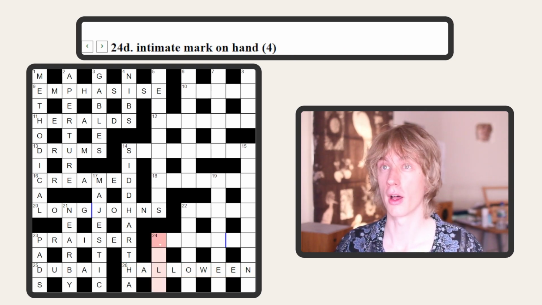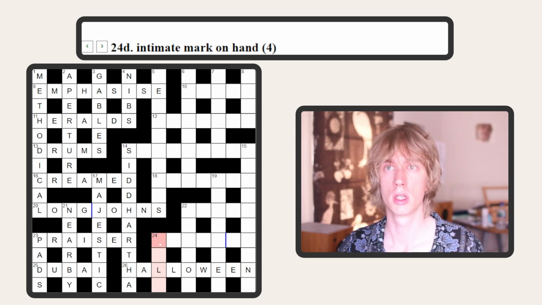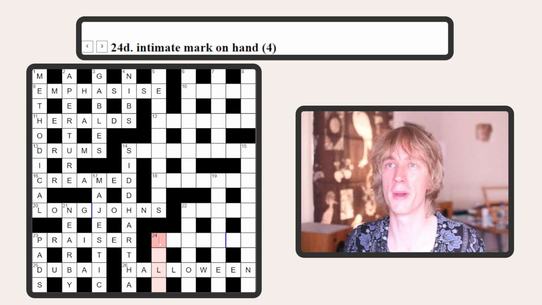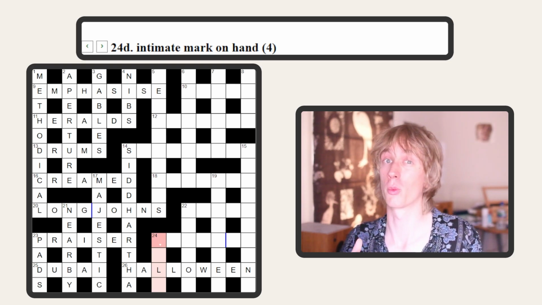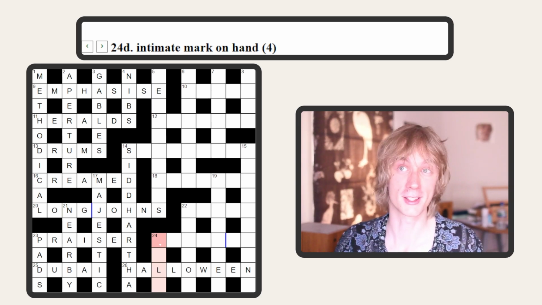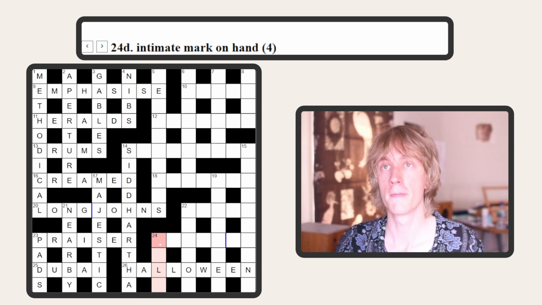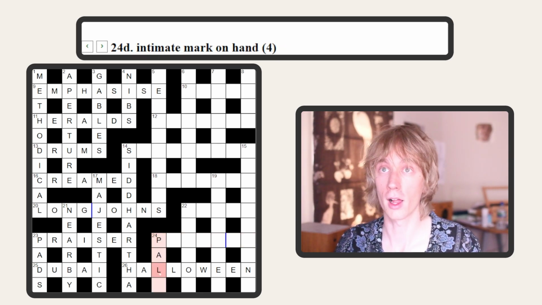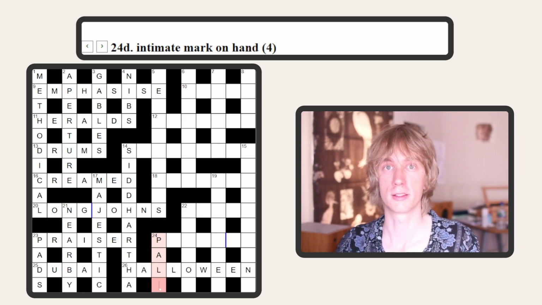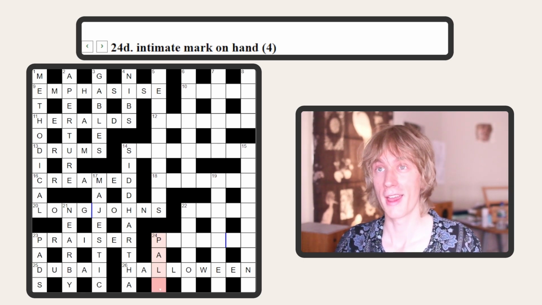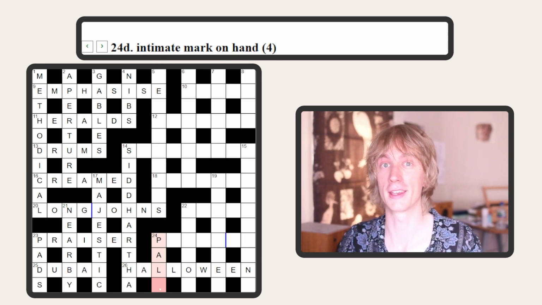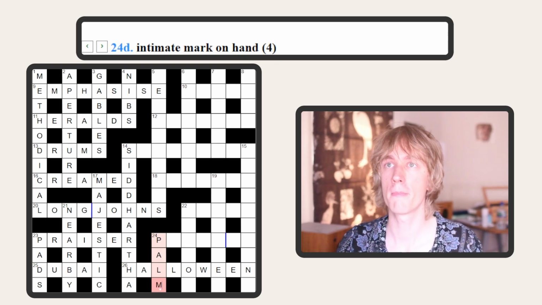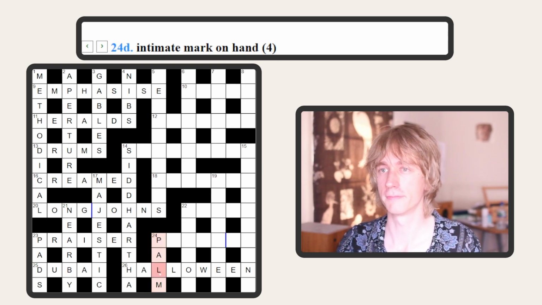Okay, so 24 down then. Intimate mark on hand. Well, this doesn't have any indicator words at all, so it might require a bit of playing around to figure out what is the literal and what is your cryptic section. But your cryptic section here is "intimate mark". And your intimate is your friend, right? Your pal. So we have P-A-L, and then mark can be abbreviated to an M. And that's because in a lot of currencies, the Finnish mark, the Deutsch mark, the mark part is abbreviated to an M, right? So mark can become M, and then your palm is on your hand.